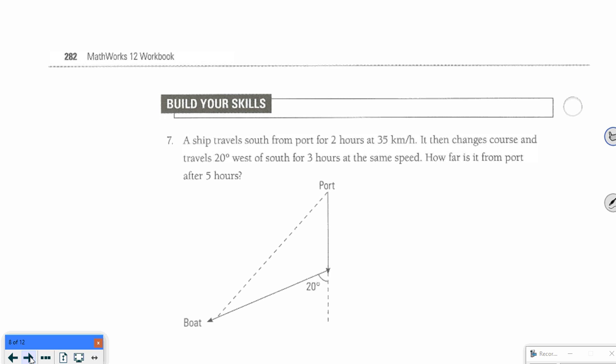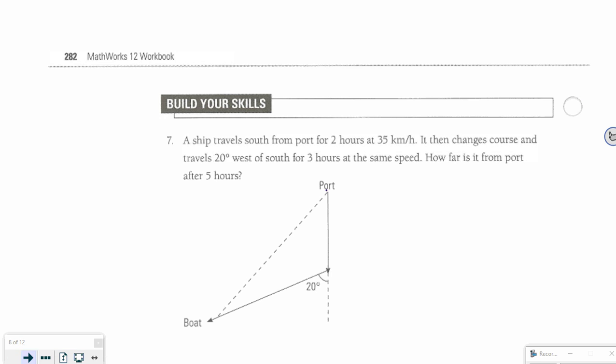Okay, similar question here. A ship travels south from port for 2 hours at 35 kilometers per hour. It then changes course and travels 20 degrees west of south for 3 hours at the same speed. How far is it from port after 5 hours?